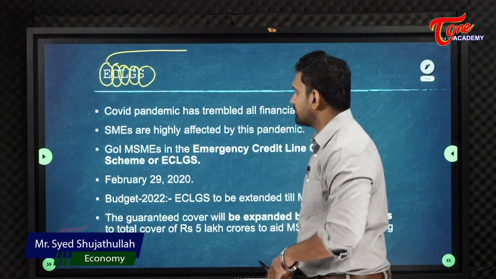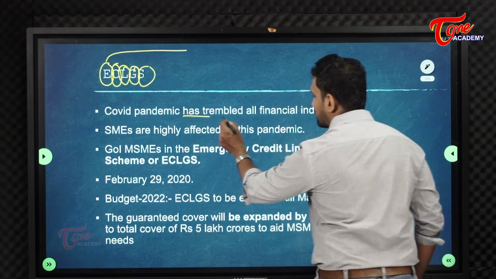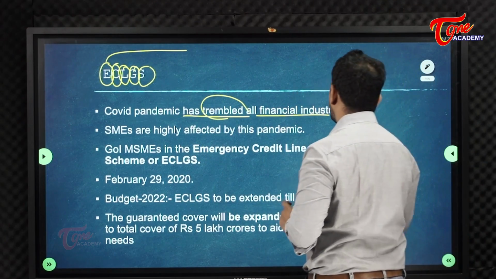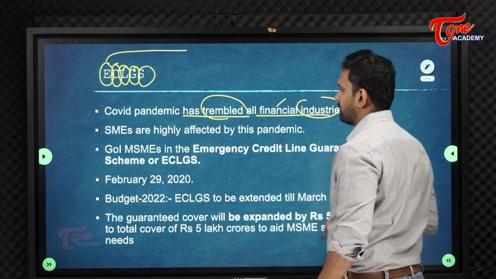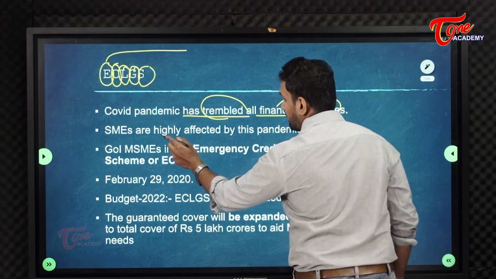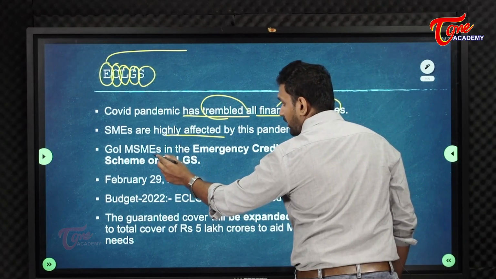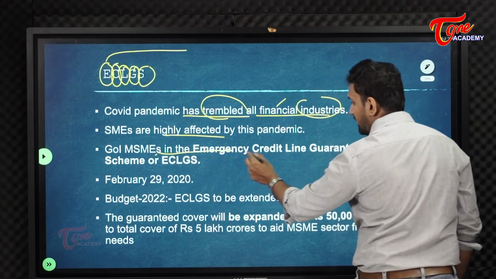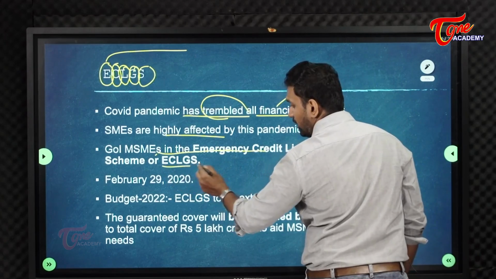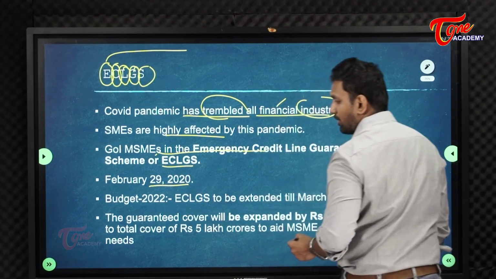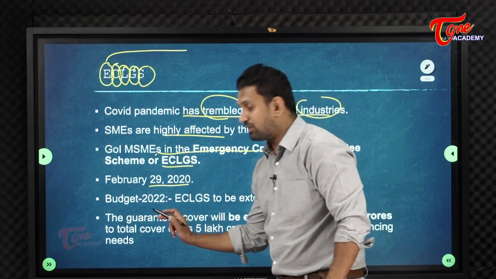You will get it. The COVID pandemic caused a lot of financial distress. Small and medium enterprises were highly affected by this pandemic. The Government of India initiated the Emergency Credit Line Guarantee Scheme for MSMEs. It was launched on February 29, 2020. Now there is an update in the budget 2022.